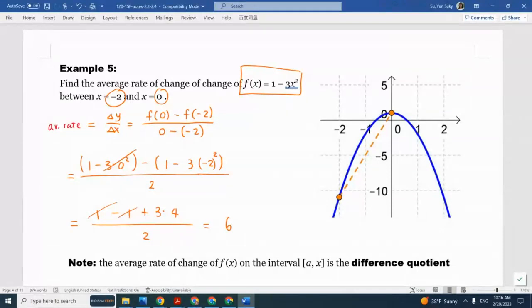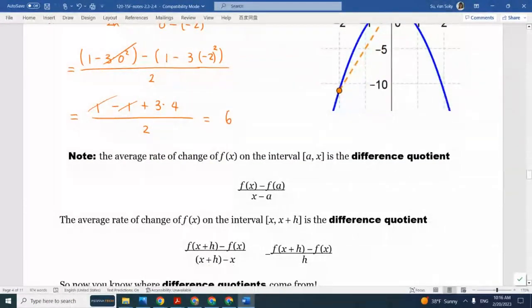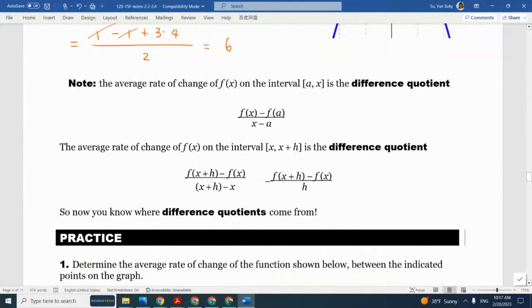So far, so good, everybody? So use change of y over change of x. That's it. Okay. Yes. The average rate of change is the difference quotient. It's change of y. This is change of y. So after you draw the picture, then you see, oh, we have the first point is x. Second point is the a. So, and then here we have f of x and f of a. Change of y is f of x minus f of a. And then change of x minus a. And the average rate of change on the interval is the difference quotient.